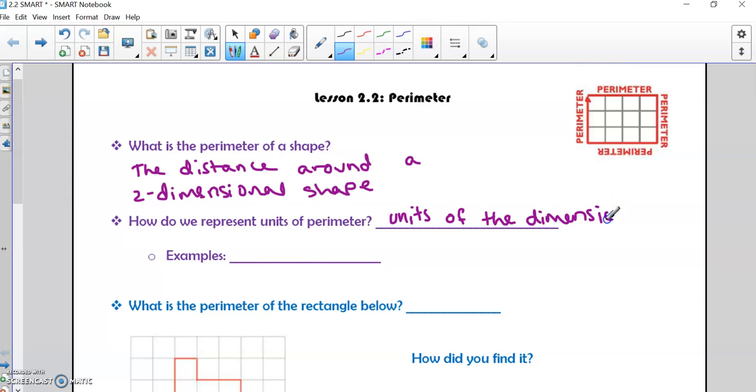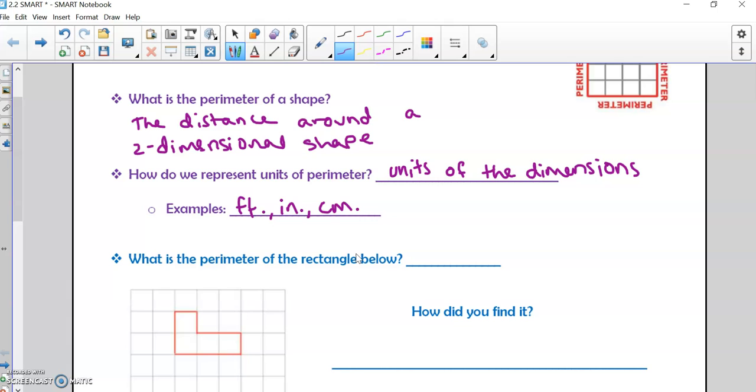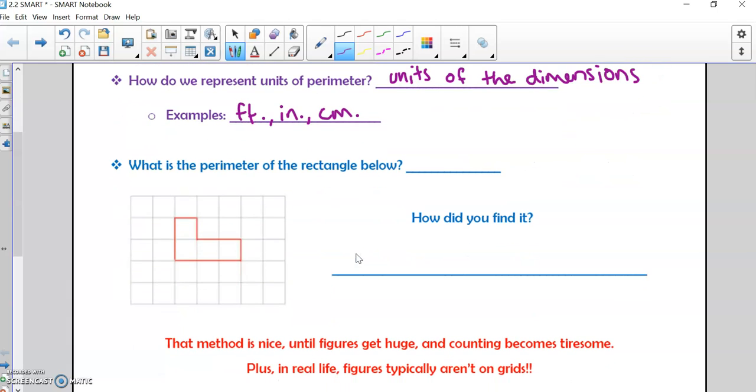Okay, it works a lot like length. So, for example, as I mentioned, feet, inches, centimeters, whatever have you, you don't need to square them for perimeter. That's what I want to highlight here.